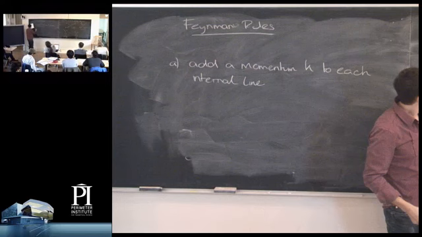So to each vertex, write down a factor of, and again, this is specific to this particular scalar Yukawa theory that we've been considering.